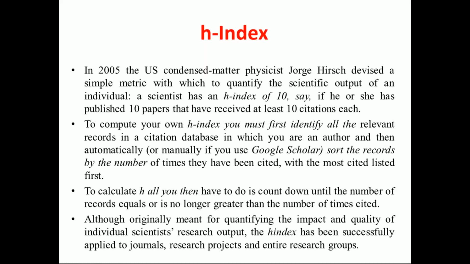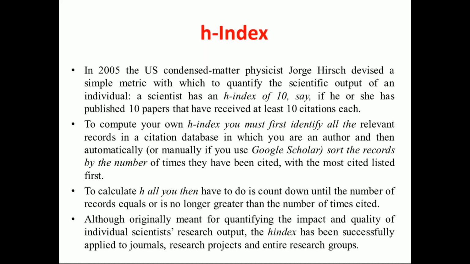H index. In 2005, the US condensed matter physicist Hirsch devised a simple metric with which to quantify the scientific output of an individual. So for my articles, I can identify what is my H index. A scientist has an H index of 10 if he or she has published 10 papers that have received at least 10 citations each.